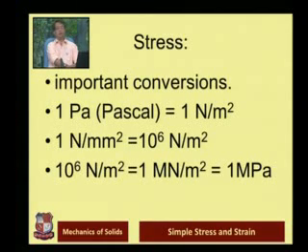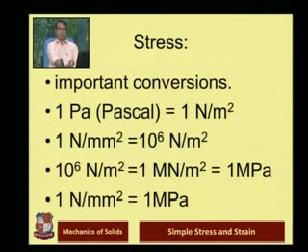10 raised to 6 Newton per meter square is 1 mega Newton per meter square, and 1 Newton per meter square is nothing but Pascal. So it is equal to 1 megapascal. So using this we have the conversion: 1 Newton per mm square is 1 megapascal. Usually whenever we give the value of the strength of material, we can write it down as megapascal or Newton per mm square. Megapascal is the usual notation which we may find at many places.